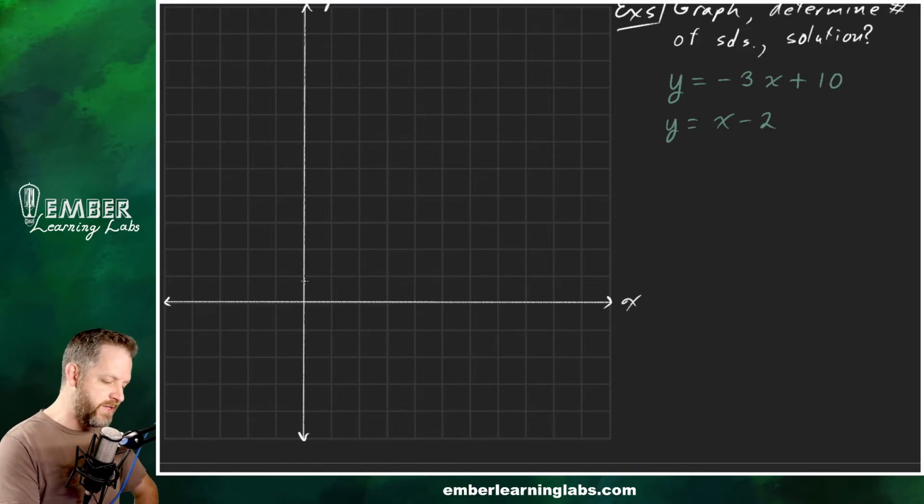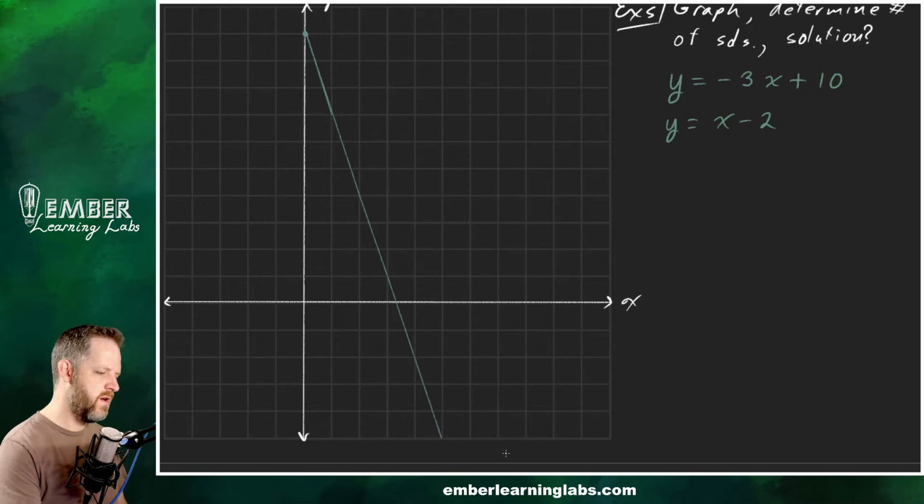So we're going to count up to 10 on the y-intercept. 1, 2, 3, 4, 5, 6, 7, 8, 9, 10. We're going to put a dot, and then we're going to count down 3 over 1. And we're going to connect those dots. Down 3 over 1, right? And I'm going to keep on going down until I've got a line in there.